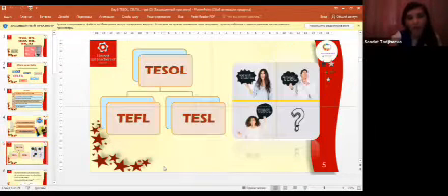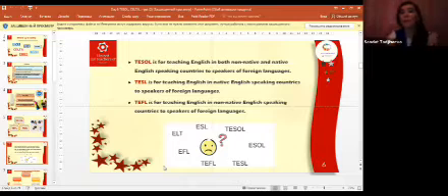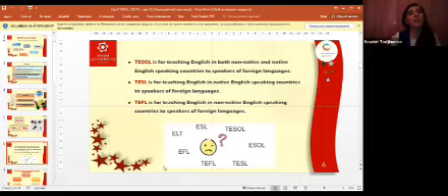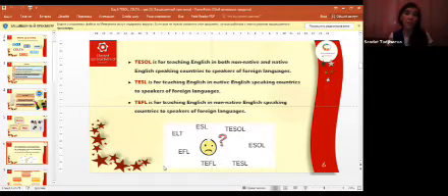So if we talk about it, TESOL is for teaching English in a native English speaking country, but to the speakers of foreign languages. And TEFL is for teaching English in non-native English speaking countries, but to the speakers of foreign languages. So what is the difference between them?